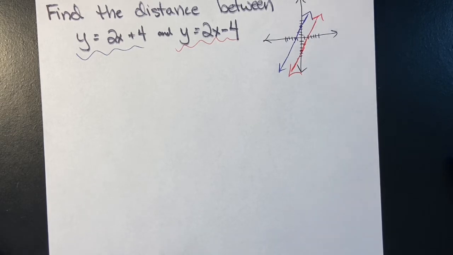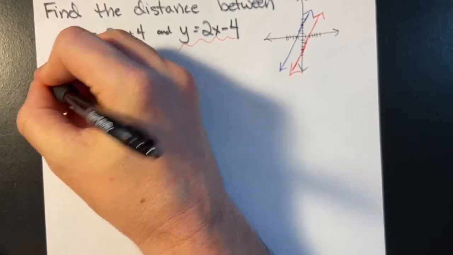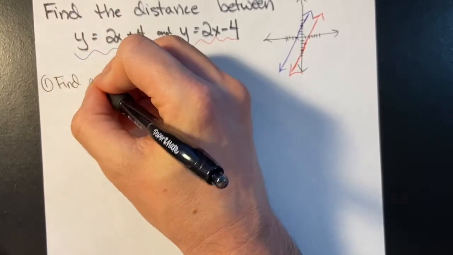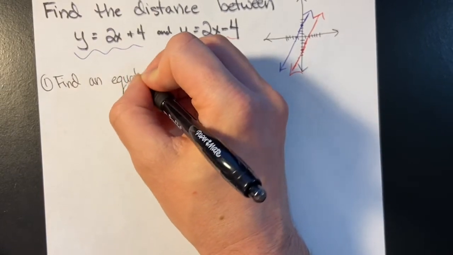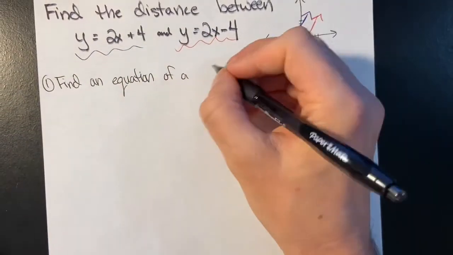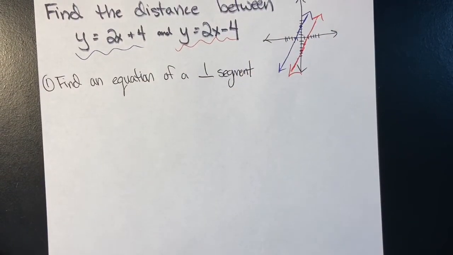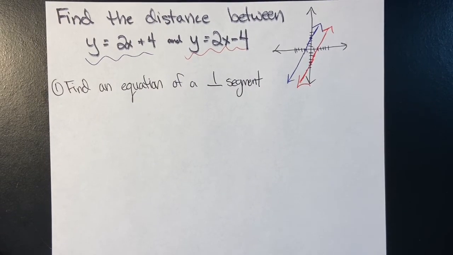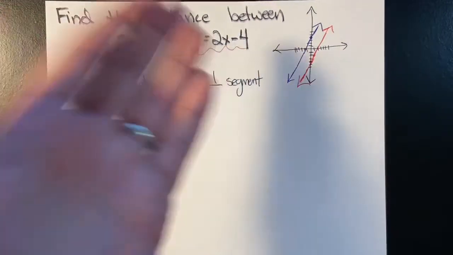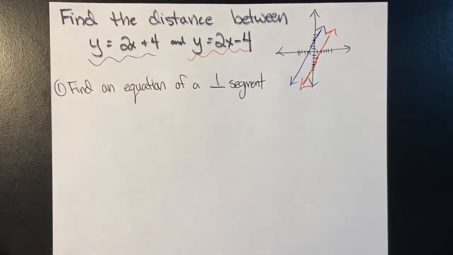The distance between two lines that are parallel is going to be a perpendicular segment that connects both lines. So the first thing I need to do is I need to find an equation of a perpendicular segment. Okay, that's step number one. So this is what I'm going to do. I'm going to pick any of the two lines that I had, and I'll pick the one in blue.